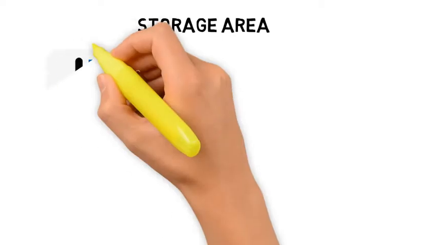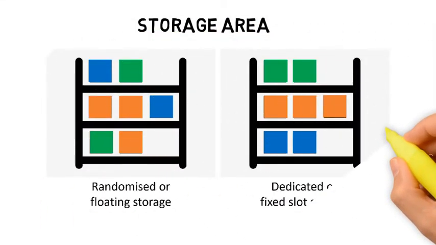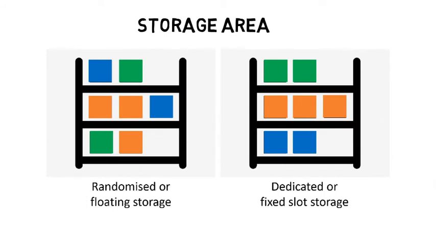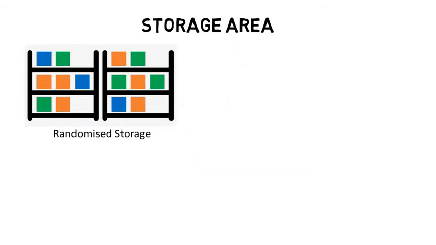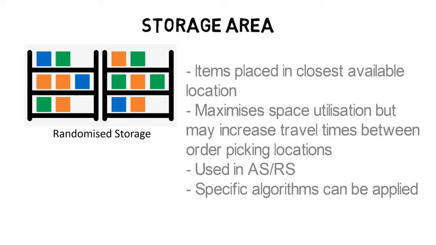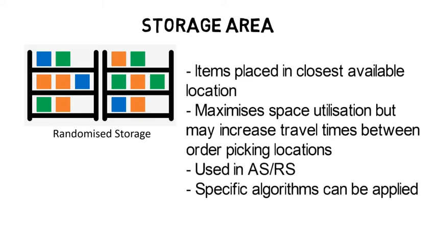Once the inbound team has completed the receiving checks, goods can be transferred to a designated storage area. Within the warehouse, storage can be randomized or dedicated. For randomized storage, items are placed in the closest available location, which may be a slot, bin, or pallet rack. This maximizes space utilization, although it may subsequently require longer travel times between order picking locations. Randomized locations are usually selected through computerized systems such as in the ASRS. Products are retrieved according to algorithms such as FIFO, LIFO, or frequency of pick.